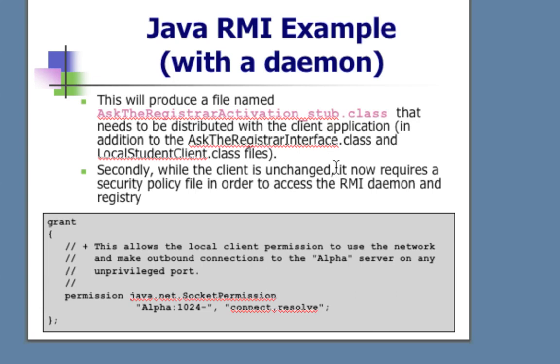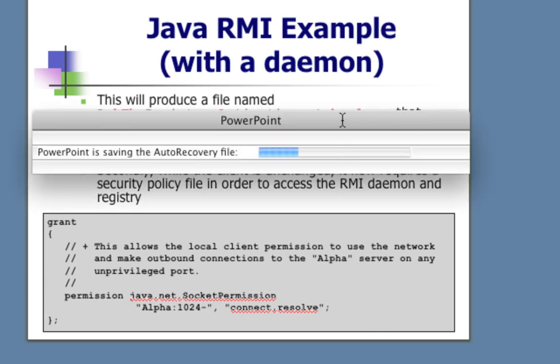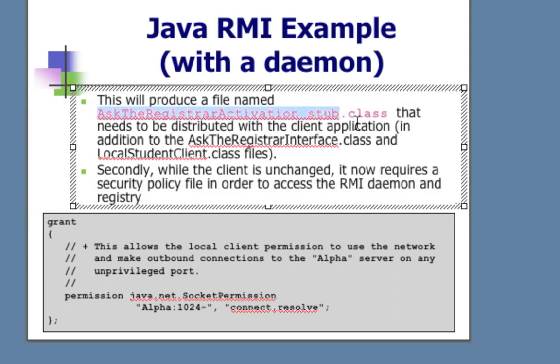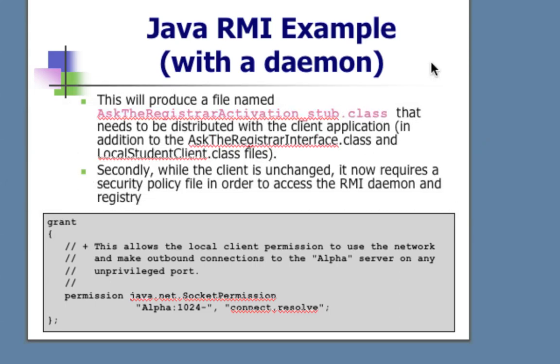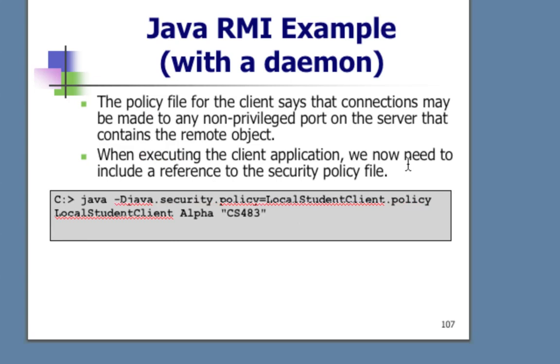Secondly, while the client is unchanged, and my PowerPoint is saving again, it now requires the security policy file in order to access the RMI daemon and the registry. So we changed the security policies slightly to accommodate the daemon, which is the last step we needed to make that example work. The policy for the client says the connection may be made for non-privileged ports on the server that contain the remote object. So we're just adding more ports to it.